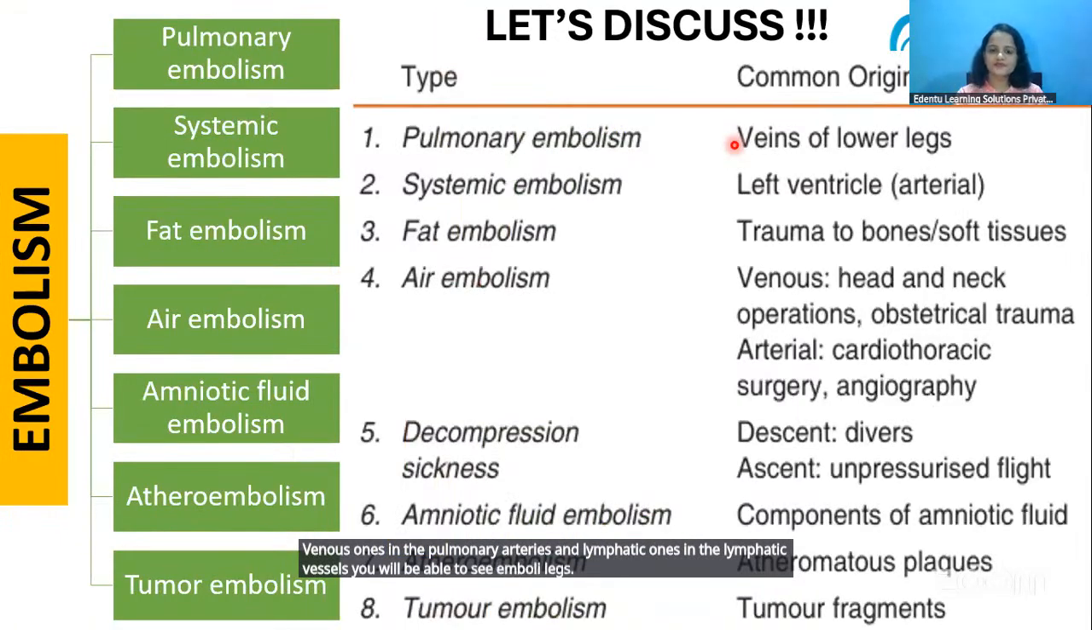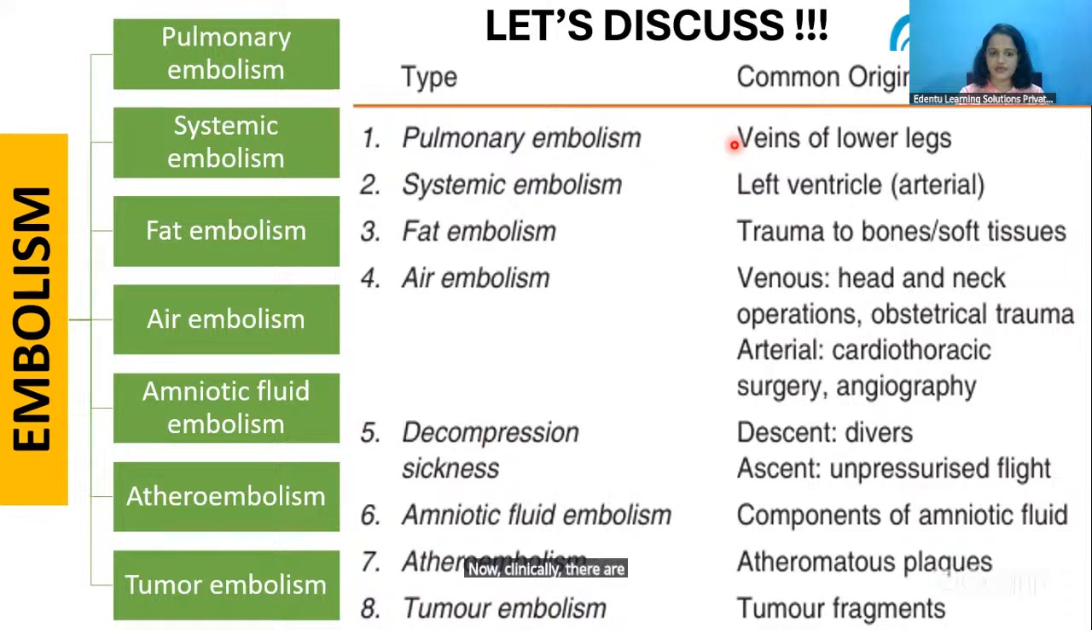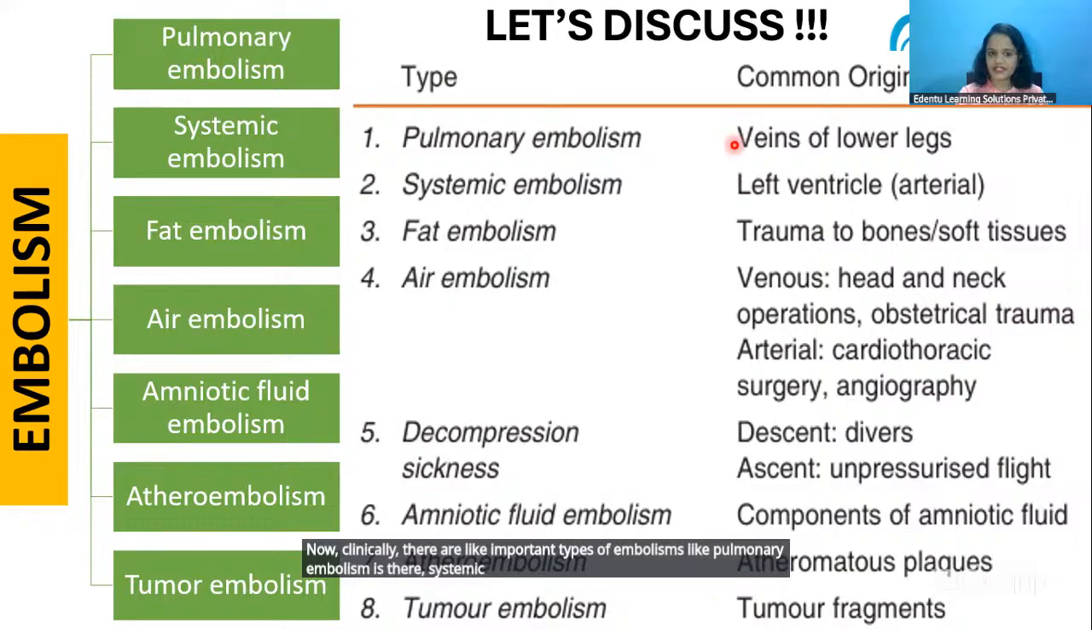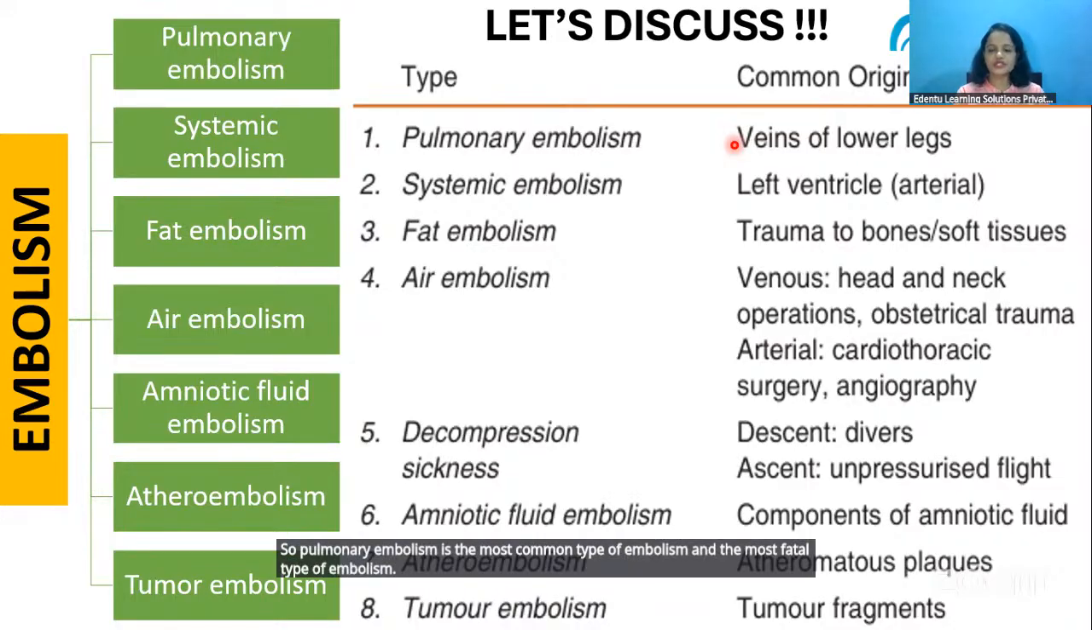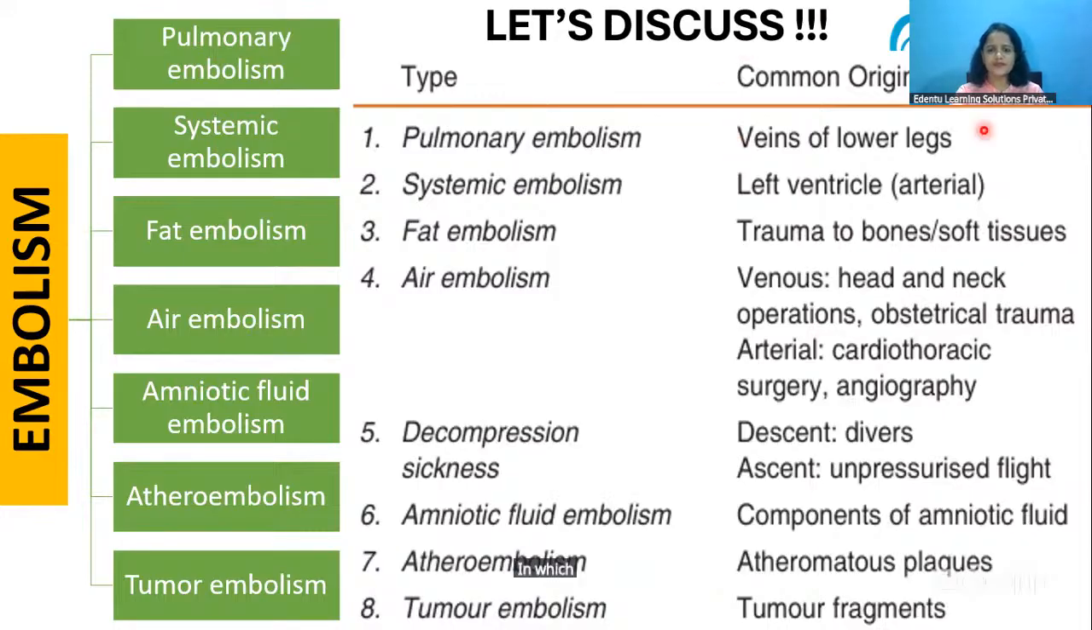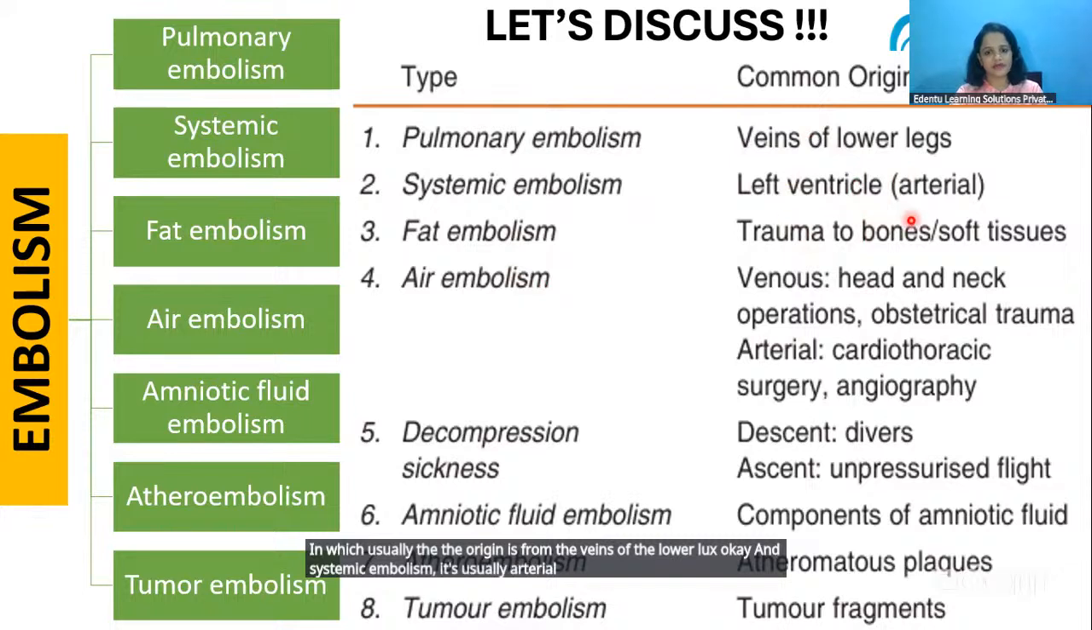Now, clinically, there are important types of embolisms: pulmonary embolism, systemic embolism, fat embolism, air embolism, amniotic fluid embolism, atheroembolism, and tumor embolism. Pulmonary embolism is the most common type of embolism and the most fatal type, in which usually the origin is from the veins of the lower limbs. And systemic embolism is usually arterial in nature, from the left ventricle.